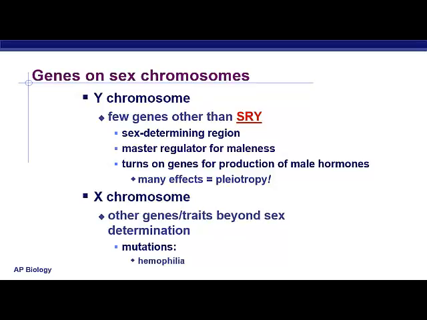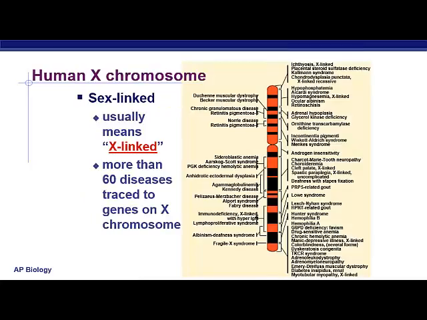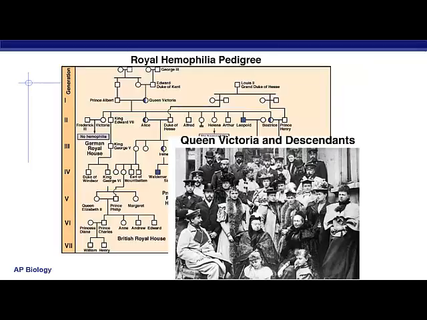The SRY gene that causes the development of male genitalia during embryonic stages is the only one that you have to know about the Y chromosome. All the other sex-linked traits are on the X chromosome. Hemophilia, male pattern baldness. I think we're going to go over a couple of those here. X-linked. Okay, there's hemophilia.